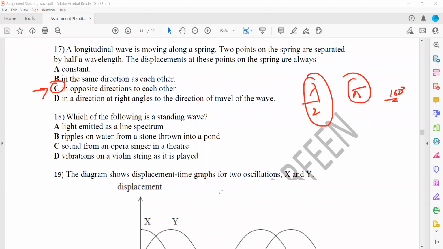Which of the following is a standing wave? A standing wave means a wave which is confined within a region. We call that a standing wave. Light emitted as a line spectrum, wrong. Ripples of water thrown, they travel. The sound from an opera singer in a theater is actually traveling from one place, a progressive wave. But the vibration of a violin string which is played, because strings of the instrument produce a standing wave which enhances the sound. So that's why D is the right answer.